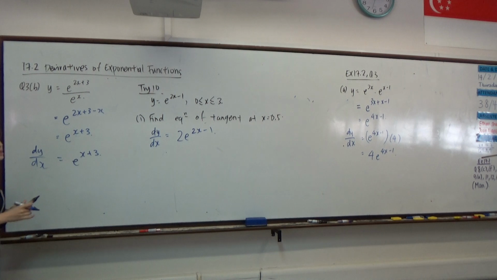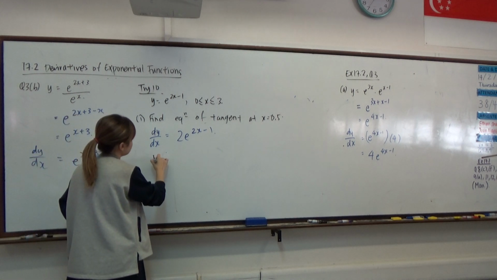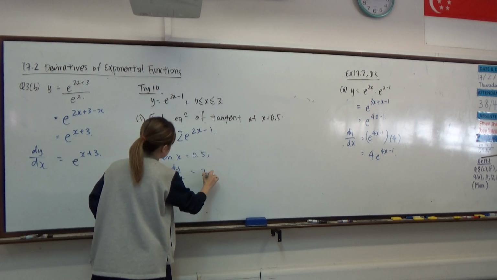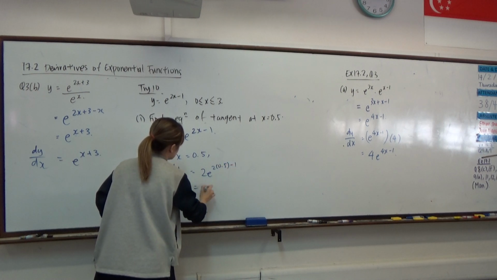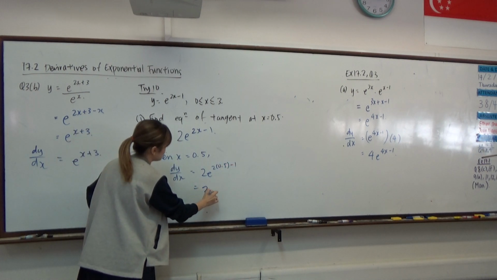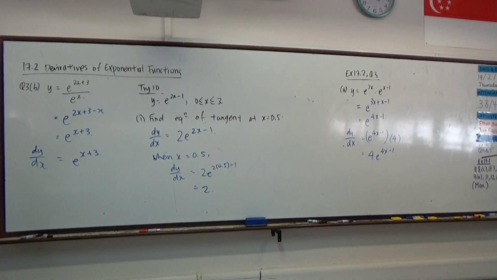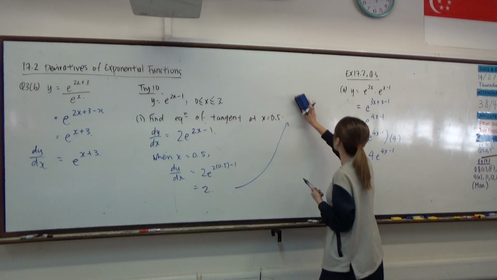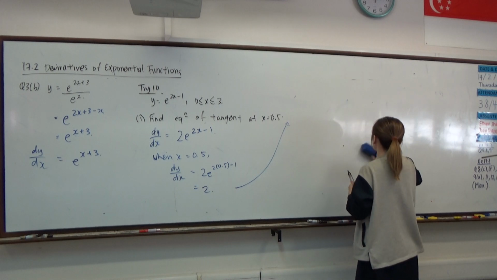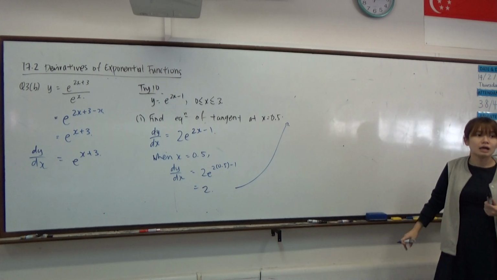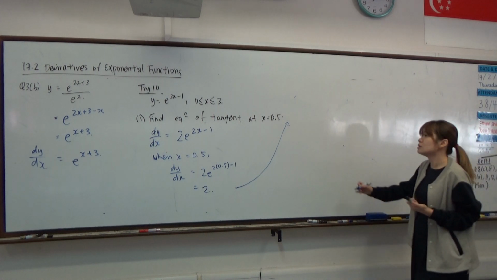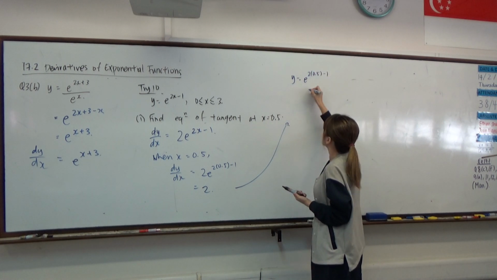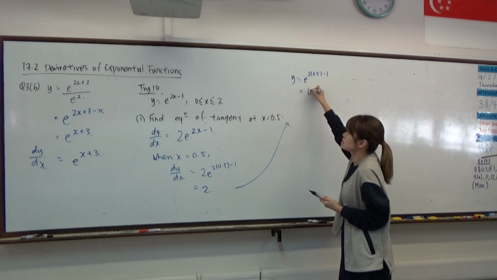Alright, so this will give us the gradient. So when x equals 0.5, we'll be able to find out what the gradient is. So that will actually be equal to 2. Then after that, what next? We want to find the equation. How do we find the equation of the tangent? We got the gradient ready. Sub 0.5 into the equation: e to the power 2 times 0.5 minus 1.